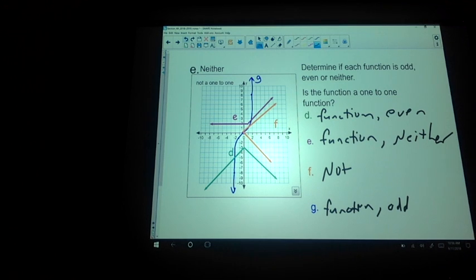Even functions are symmetric about the y-axis. And this one would be 1 to 1 because it's going to pass the horizontal line test.